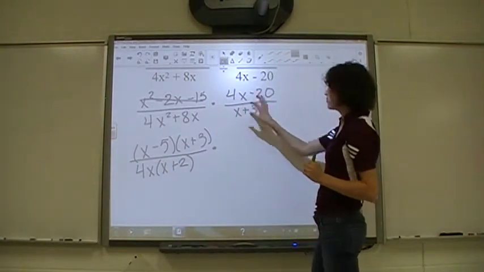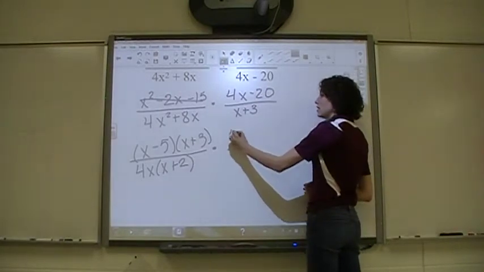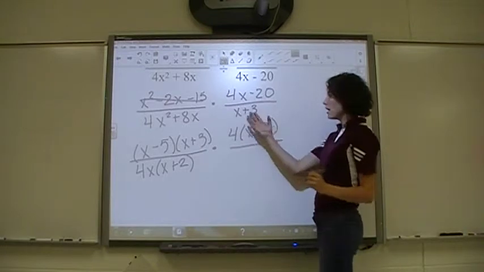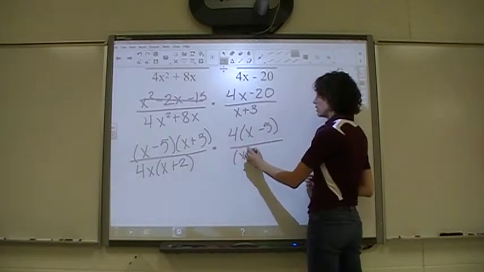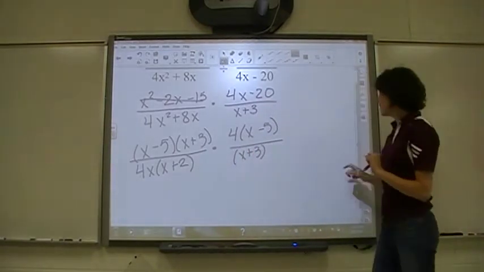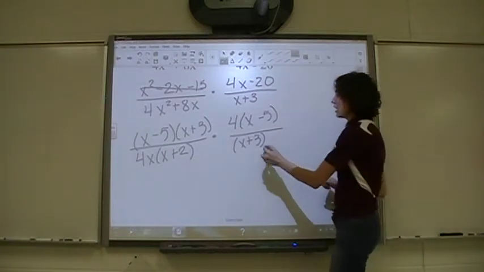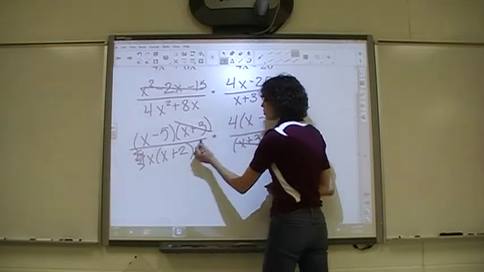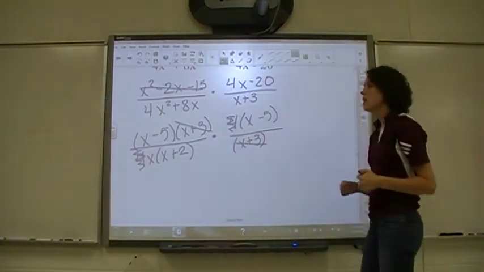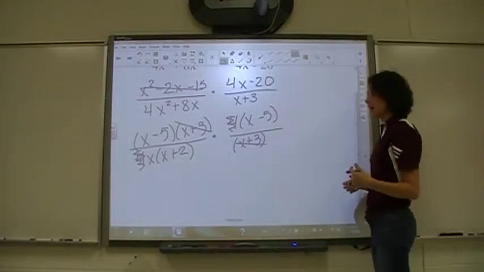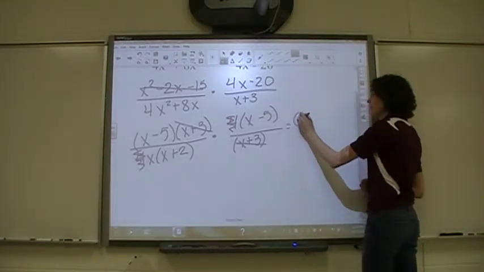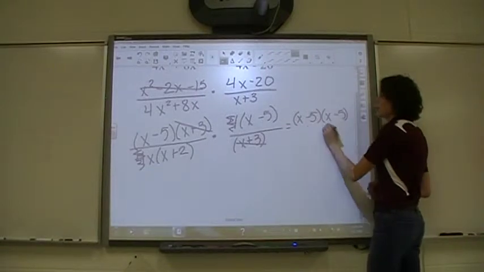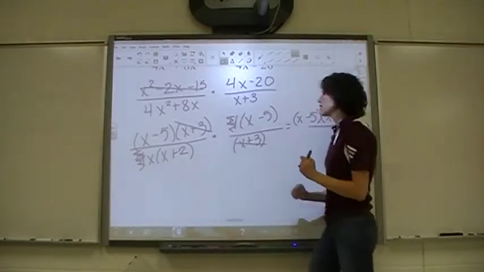Then for this next one, we have 4x minus 20. You can take a 4 out, and you're left with x minus 5. Then on the bottom, you can't take anything out, so you're left with x plus 3. Now let's go ahead and start canceling. So my x plus 3's will cancel out. Also, my 4 right here with this 4 will cancel out. And I don't think I see anything else, so let's go ahead and combine. So I have x minus 5 times x minus 5 all over x times x plus 2.